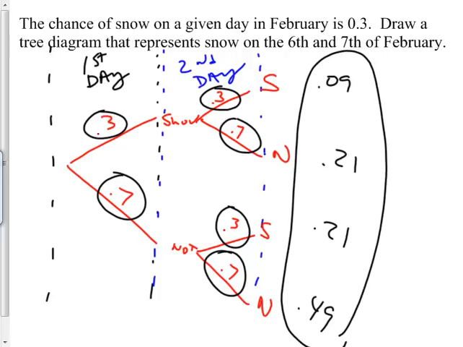So now all of these would add up to, what do you think? 100%. But what do I want? Let's say that they asked this question. What's the probability that it snowed exactly 2 days in a row? 0.09.